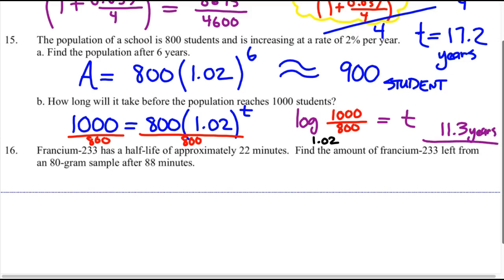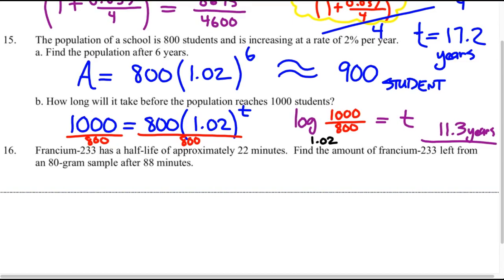Okay. Last question. Francium, or francium, I don't know how you say that, 233 has a half-life of approximately 22 minutes. Find the amount of francium 233 left from an 80-gram sample after 88 minutes. All right, so we have an 80-gram sample. That's going to be our initial amount, 80 grams. And it's going to be a half-life, so I'm going to do 0.5 as the base. That's the decay. And then the tricky part here is it halves every 22 minutes. And I want to know after 88 minutes, so I have to make sure that I do the 88 minutes divided by the half-life of 22.